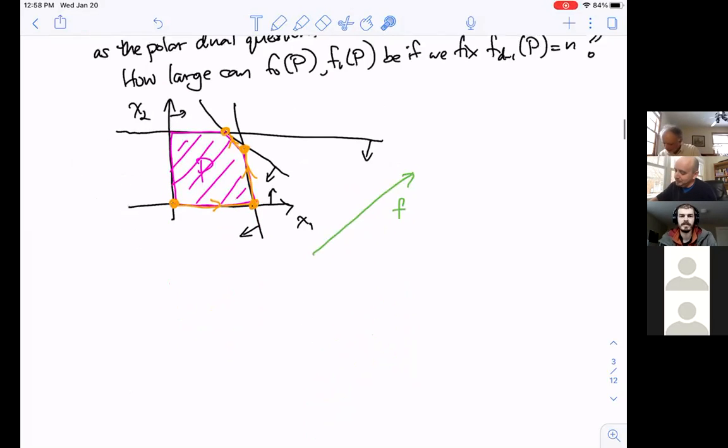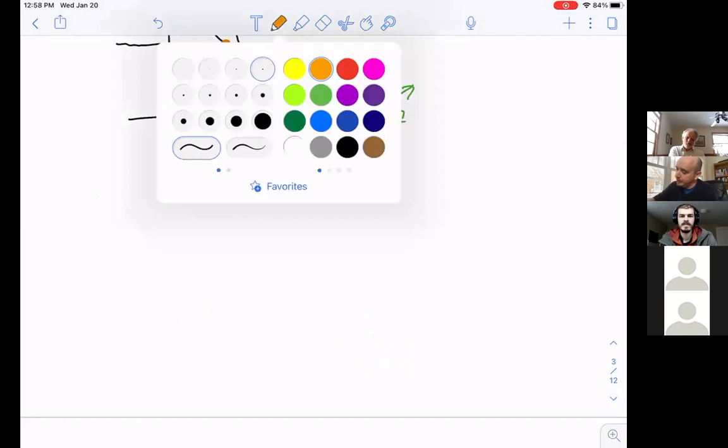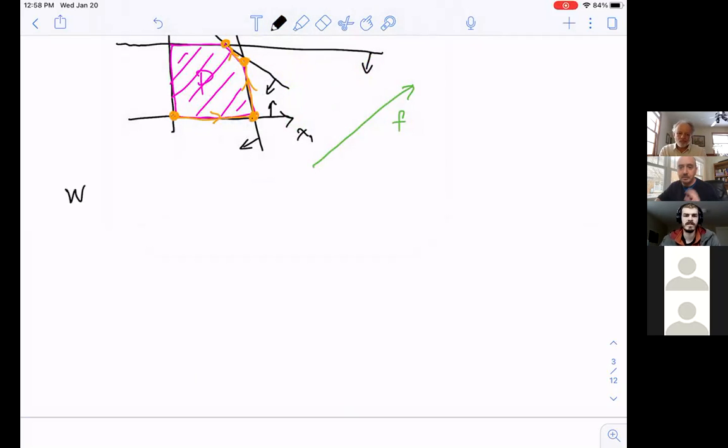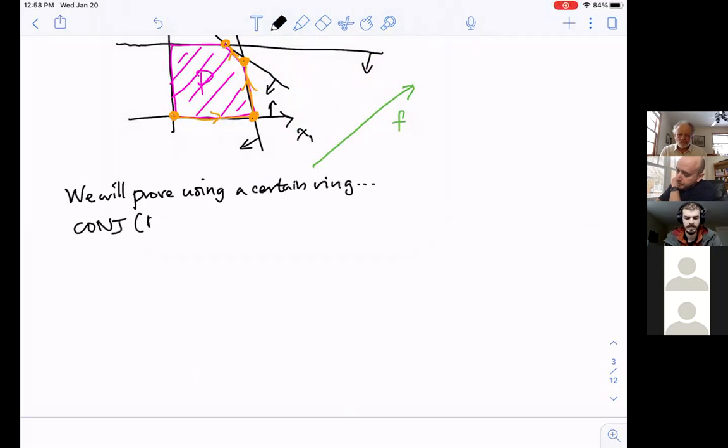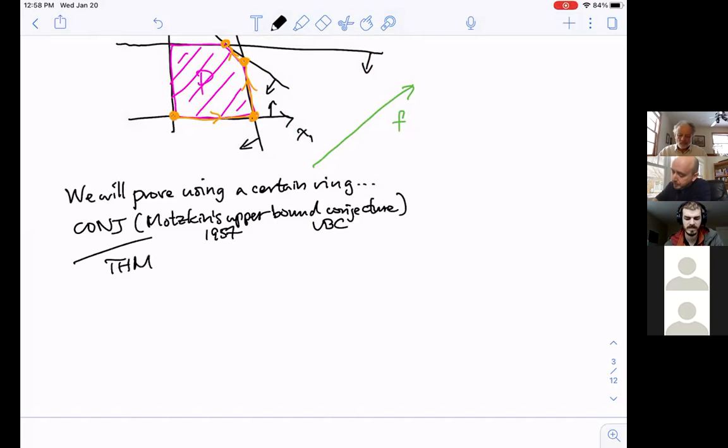So there was somebody who cared about this question and actually made a conjecture. We are going to prove this conjecture relatively early on, pretty soon once we start developing the theory. We will prove it using a certain ring, in fact, which isn't the first way it was done. This is the conjecture of Motzkin, called the upper bound conjecture, Motzkin's upper bound conjecture. Sometimes people even abbreviate it UBC, from 1957. But as a theorem, it's due to Peter McMullen. I should emphasize this is Peter McMullen in London, not Curt McMullen, who I think is at Harvard. I can't remember.